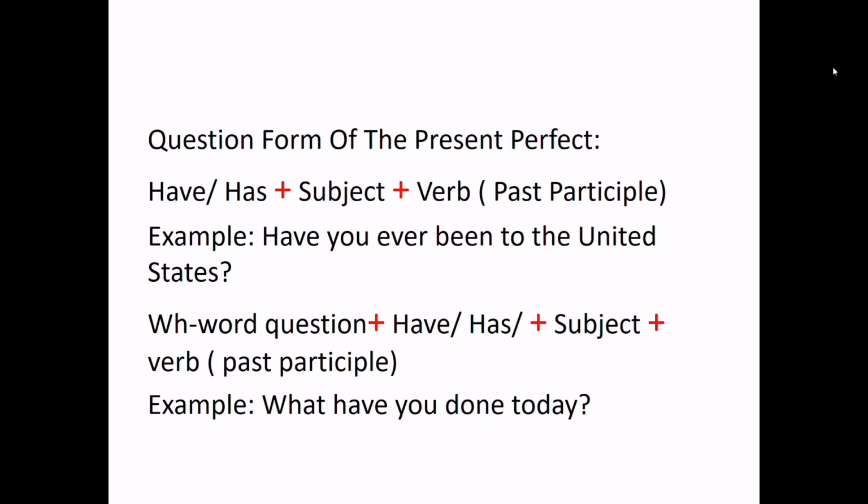And the question form of the present perfect is that we add the helping verb at the beginning of the sentence before the subject. We add have and has before the subject, and then after the subject we add the past participle. For example, have you ever been to the United States? We can also add a W question before have and has, and after have and has we have the subject and the past participle verb. For example, what have you done today?